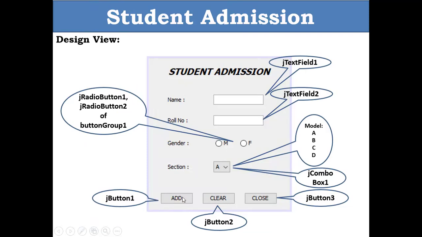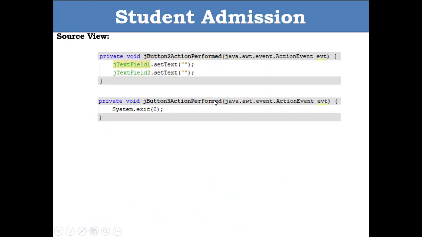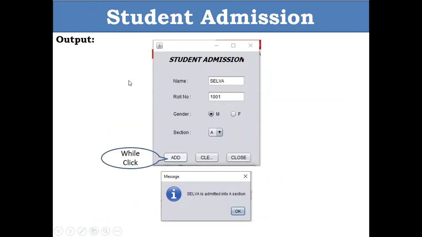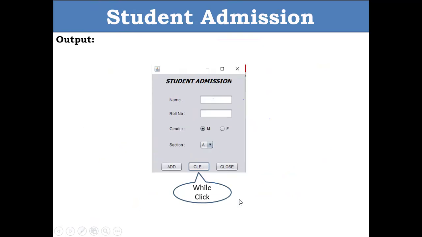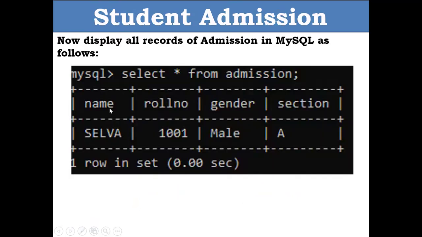That is jButton1. What do you have to do? We need to type, for example, this is what our expected output. In jTextField1, I typed Selva. In jTextField2 for roll number, 1001. Male selected, I have section A selected. While clicking add, Selva is admitted into A section. At the same time, the Selva record needs to be stored into the admission table that I created before as one record. This is our aim.